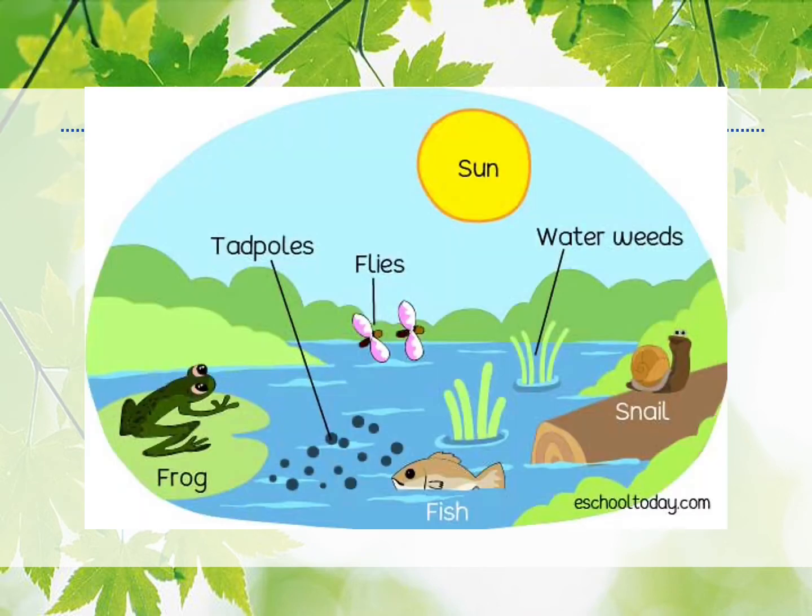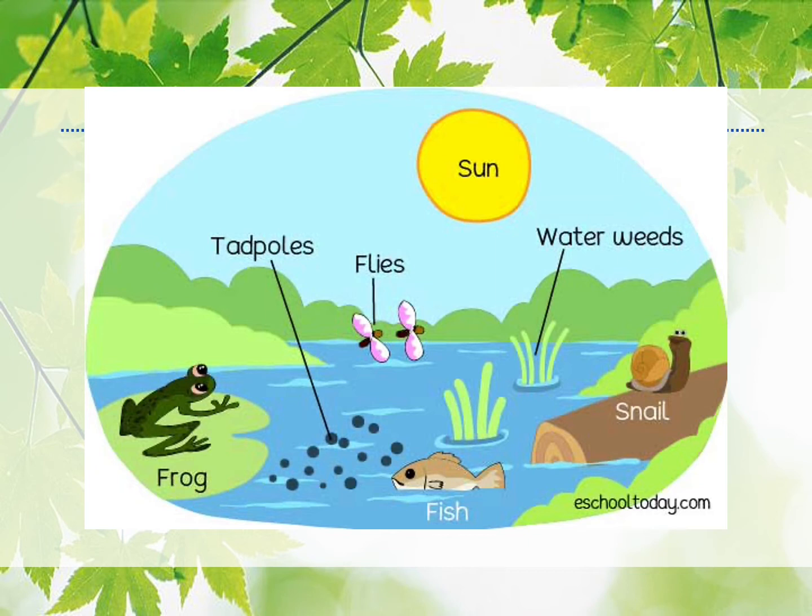So you can see an example here. Just imagine what will happen if there is no sunlight. Of course, the plants, the water weeds cannot make food because these are the plants. And when they cannot make food, the flies, the snail, eventually everything will die out. We talked already about that when we learned the food chain. If there are no producers, no plants, no life on earth.